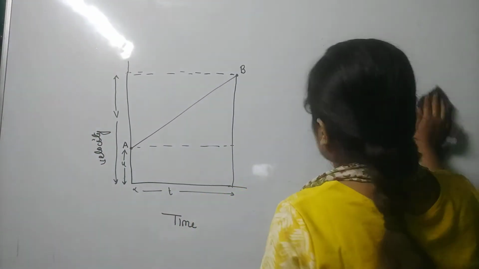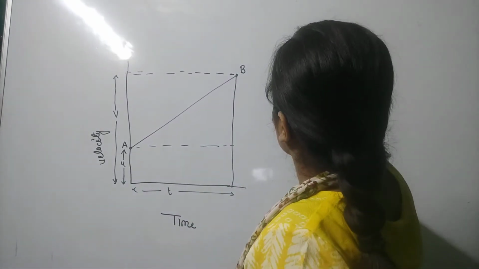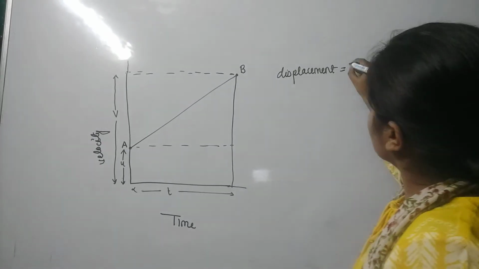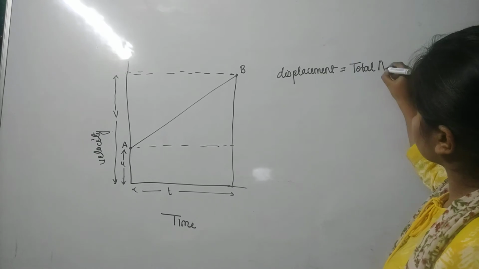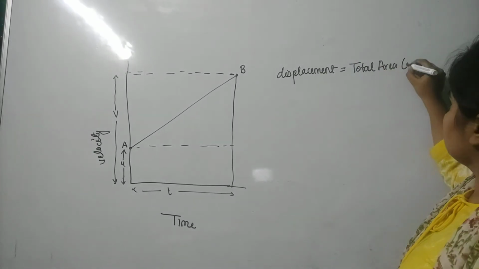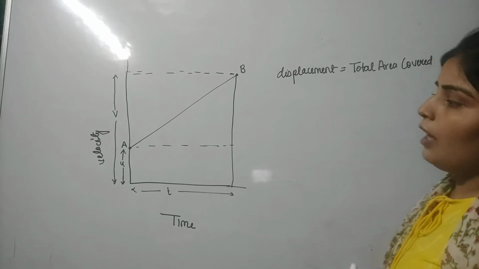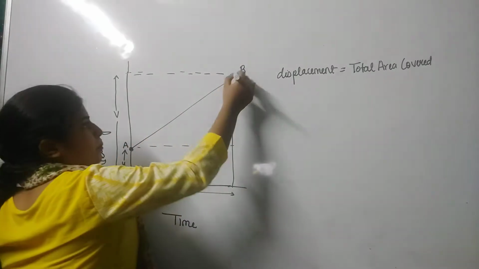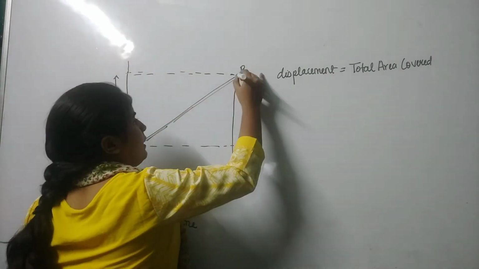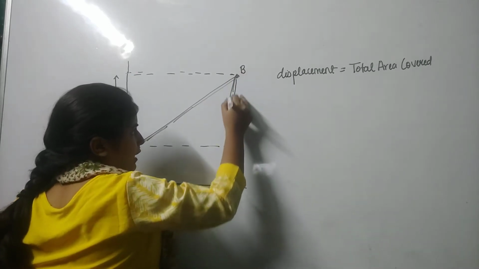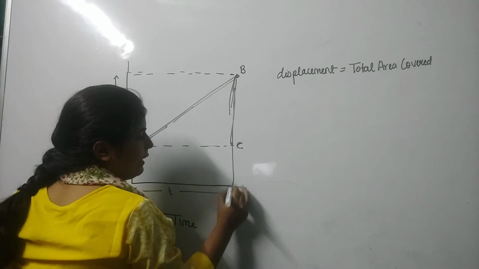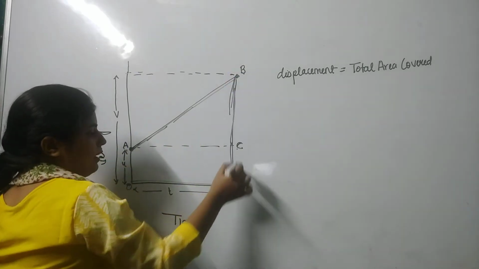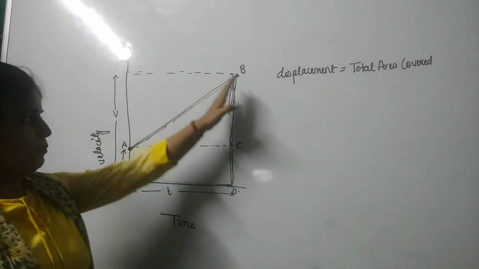So we have to calculate the displacement. Displacement will be equal to the total area covered. What is the total area covered? That is A, B, C, D, and this one is O. So the total area is ABCDO, the area covered by this closed figure.